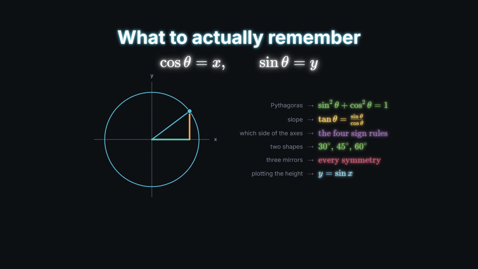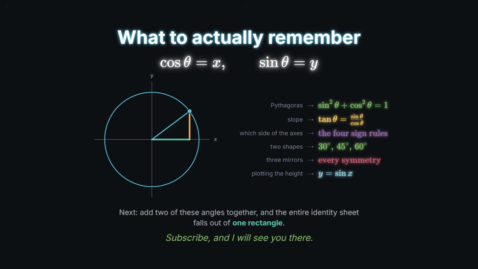Next, we take two of these angles and add them together, and the entire identity sheet falls out of one rectangle.